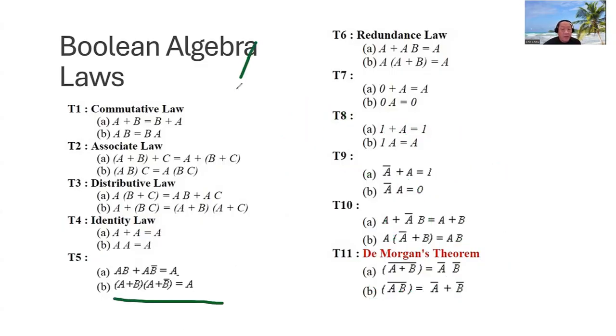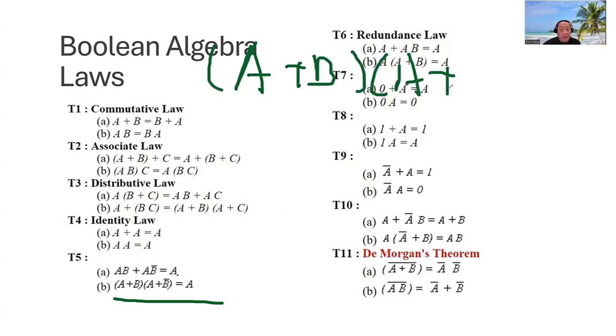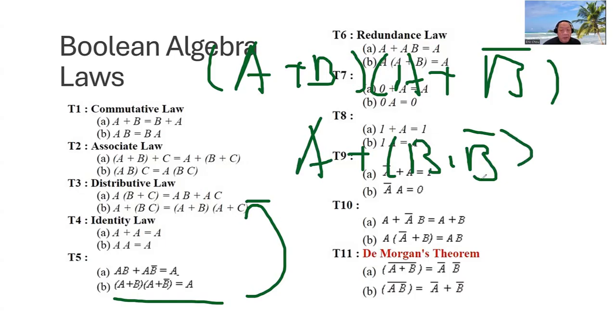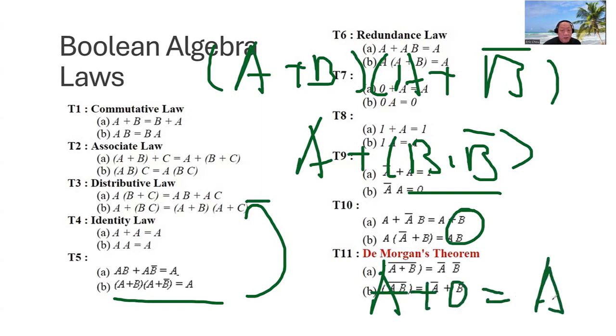Next one, we have A or B, and A or B bar. This one, you can use the distributive law, so you can do A or B and B bar. B and B bar cannot happen, so this one actually is 0. So A or 0 is still A by derivation, okay? You can pull that. This whole thing equals A.